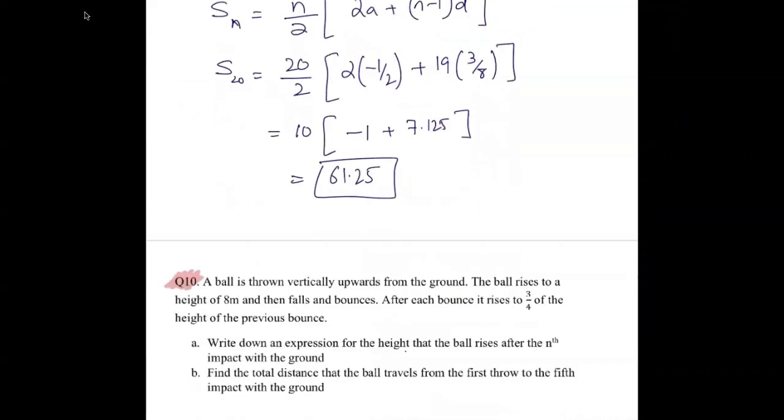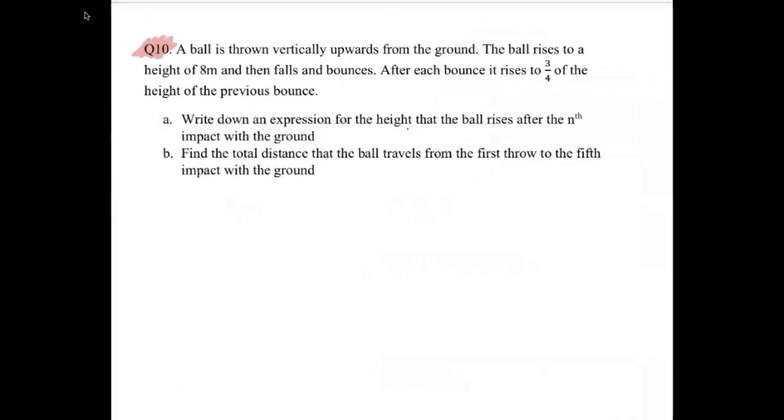All right, now we are going to be looking at some interesting questions. These are the applications of AP and GP, arithmetic progression and geometric progression. So these are mostly going to be word problems now. So I want you to read this question, and then we can discuss it.